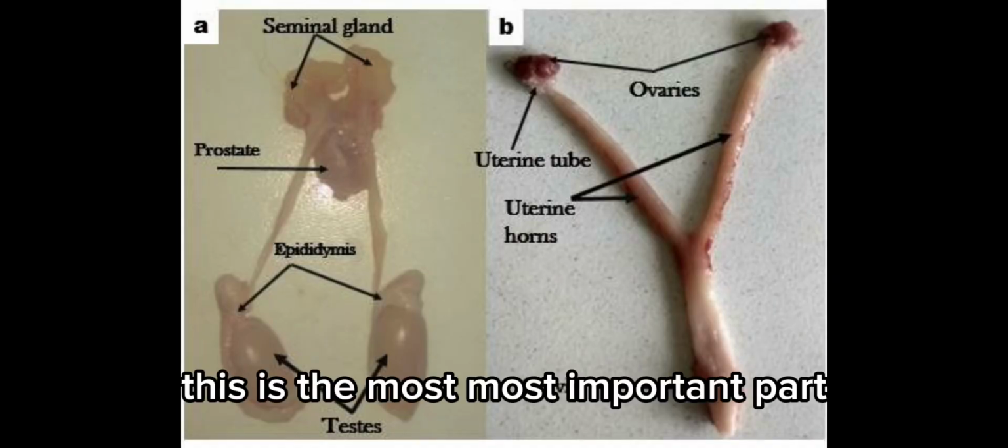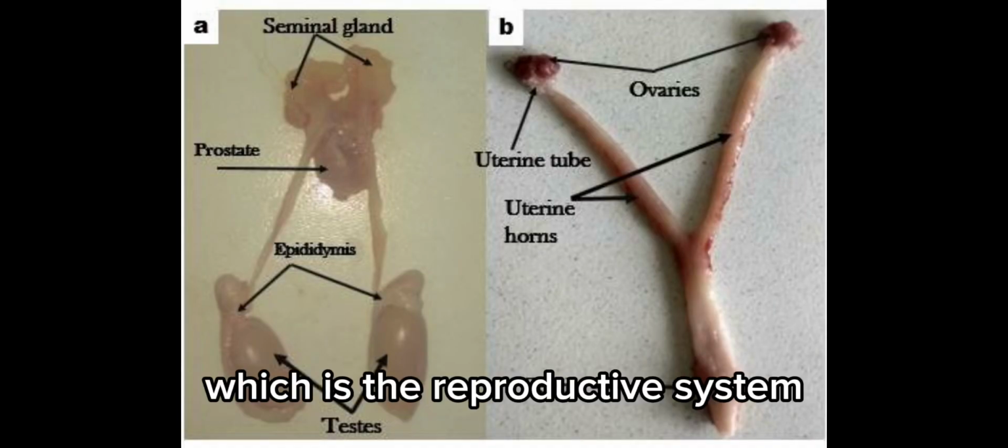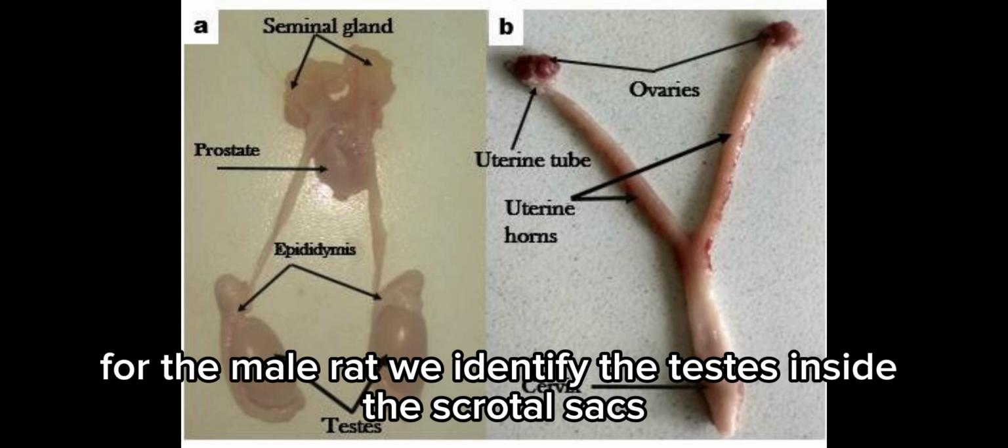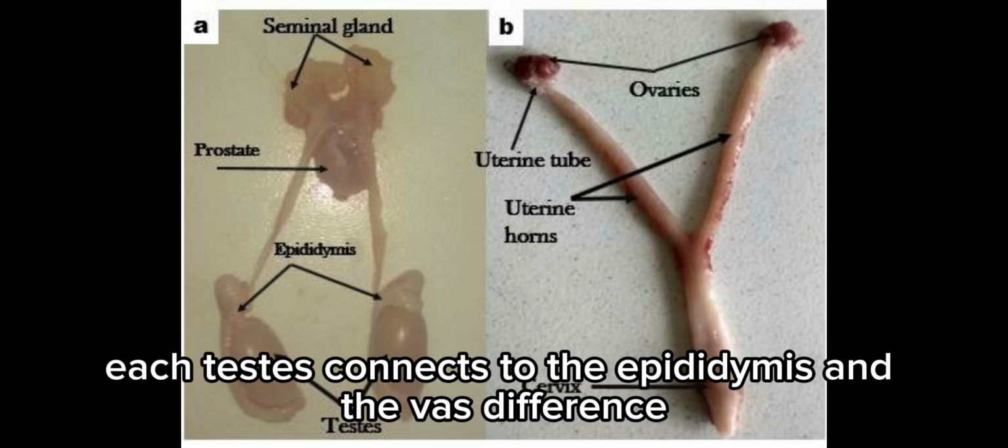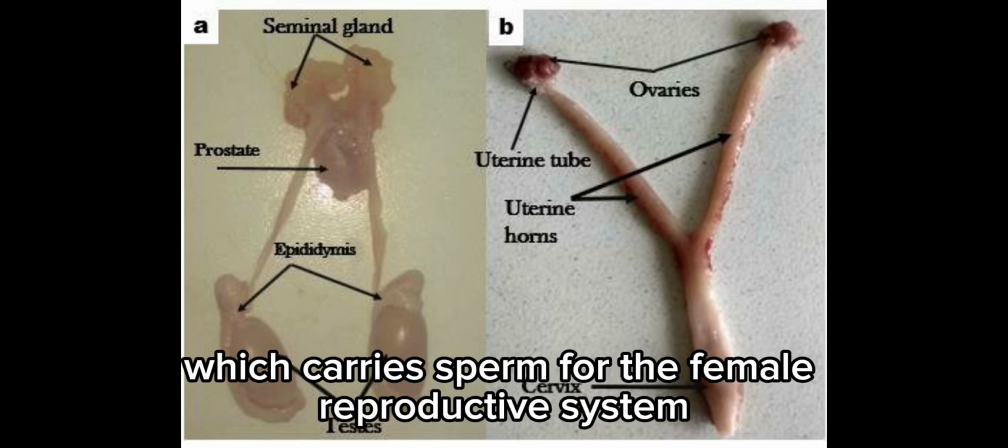This is the most important part, which is the reproductive system. For the male rat, we identify the testes inside the scrotal sacs. Each testis connects to the epididymis and the vas deferens, which carry sperm.